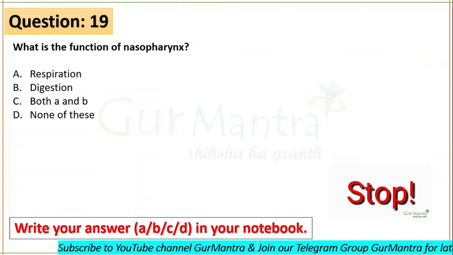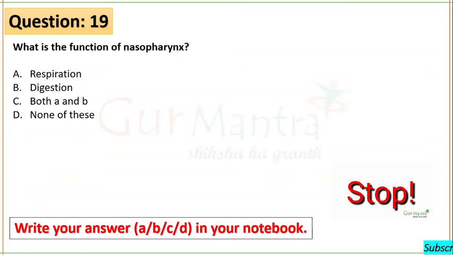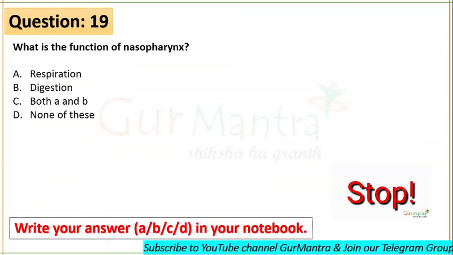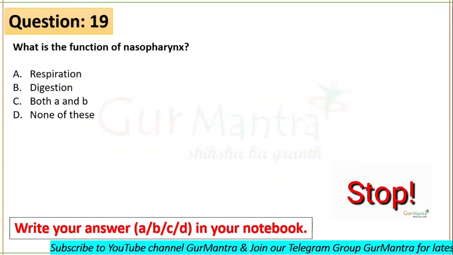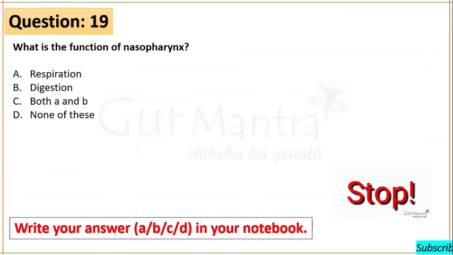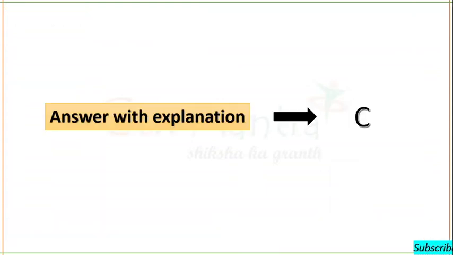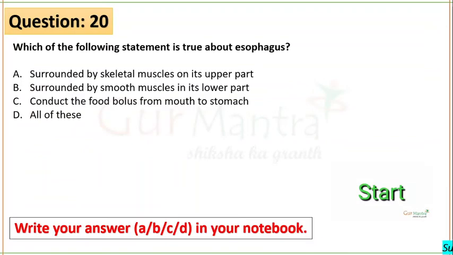What is the function of the nasopharynx? See, the pharynx is divided into nasopharynx, laryngopharynx, and oropharynx. The oropharynx and laryngopharynx perform functions like respiration and digestion, but the nasopharynx performs only one function, that is respiration. A is the right option. C is not the right option. A is the right option. Remember this. Next question is on your screens.